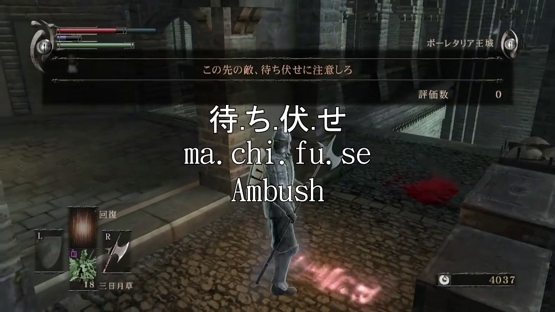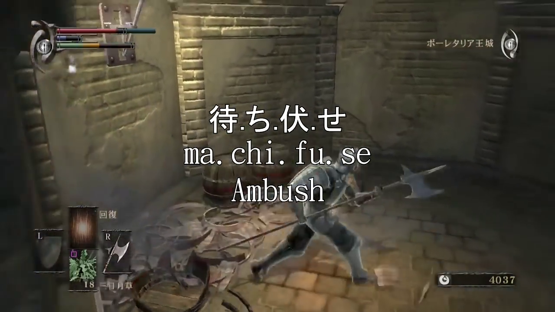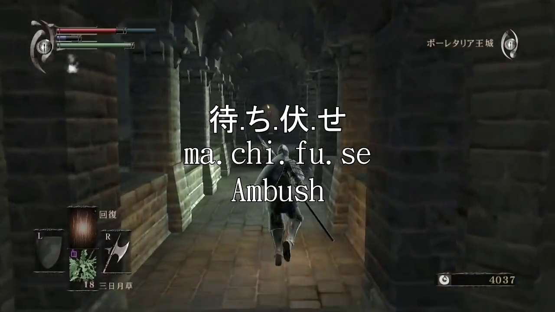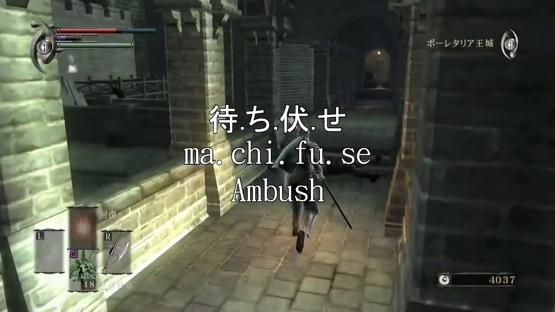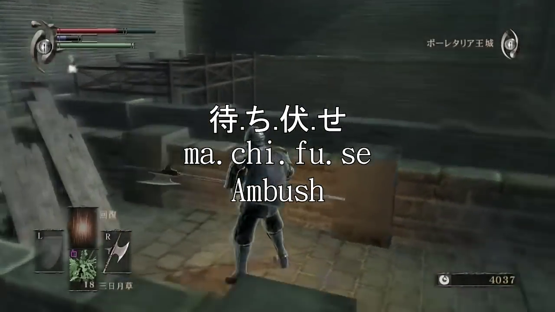Machifuse, ambush. Machi comes from matsu, meaning to wait, and has the going man to the left radical. Fuse comes from fuseru, meaning to crouch or bend down, and it has the man to the left radical.